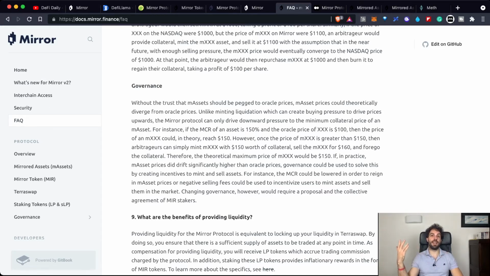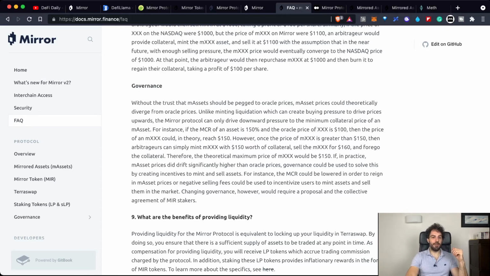In this way, through all of these mechanisms, the price of the M asset will converge to the price of the real asset, even if the M asset is not backed by any real stocks or any other real kind of asset. It's just a piece of code that has a price that is tied to a real stock.